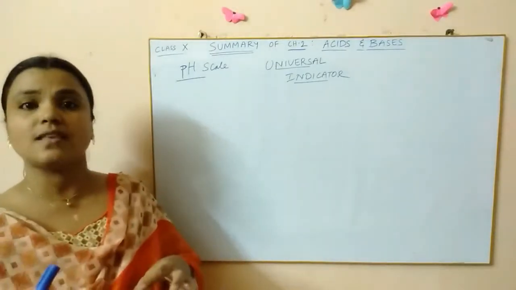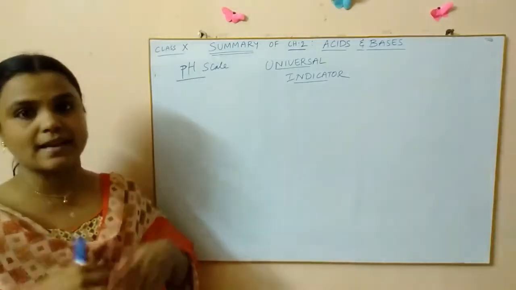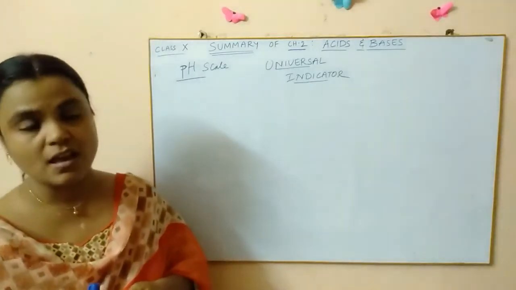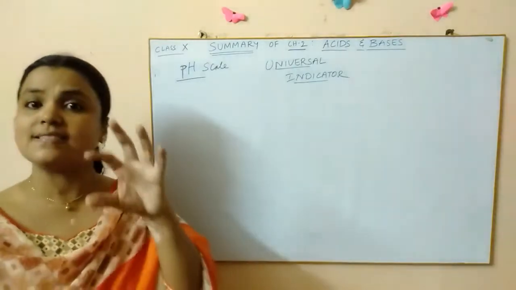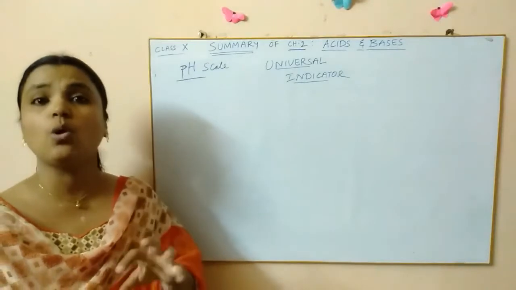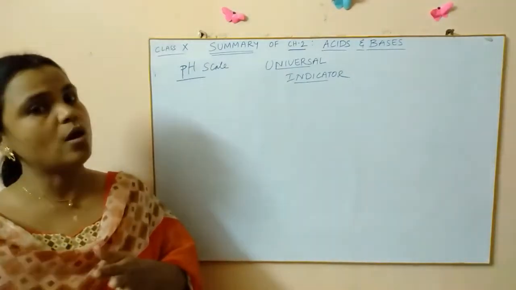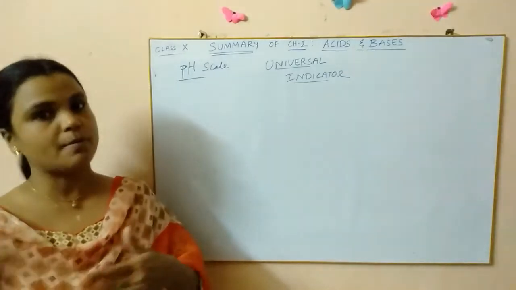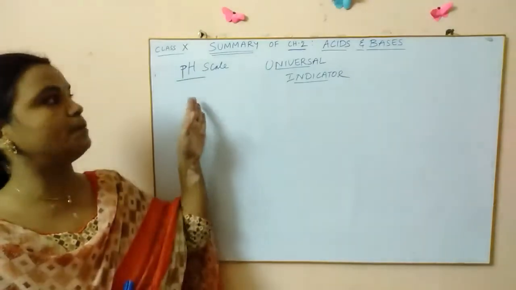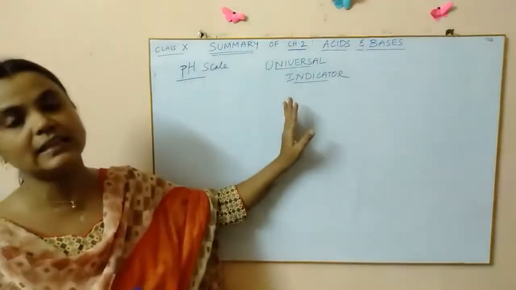But we cannot say how acidic, how strong that acid is, or how weak an acid or a base is. In order to know quantitatively how strong an acid is, how weak an acid is, or how strong or weak a base is, we need to go for the pH scale, children. Before this, let us understand what a universal indicator is.